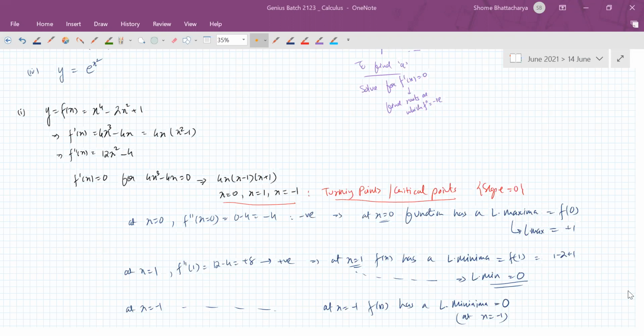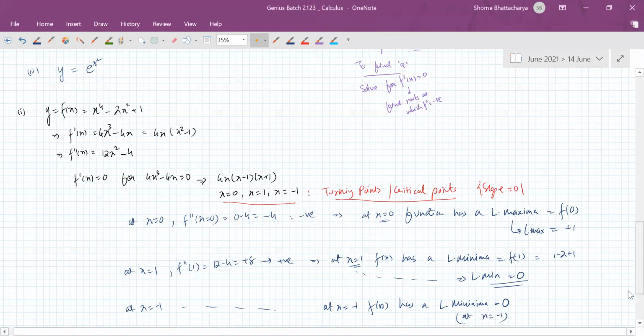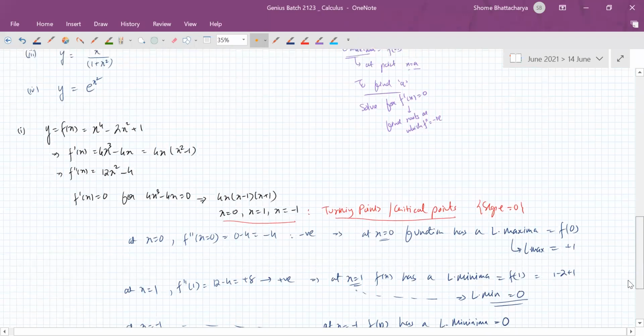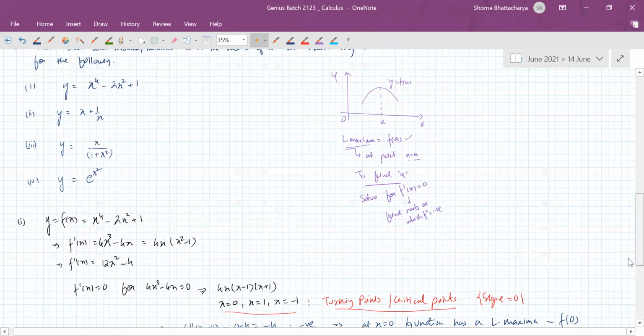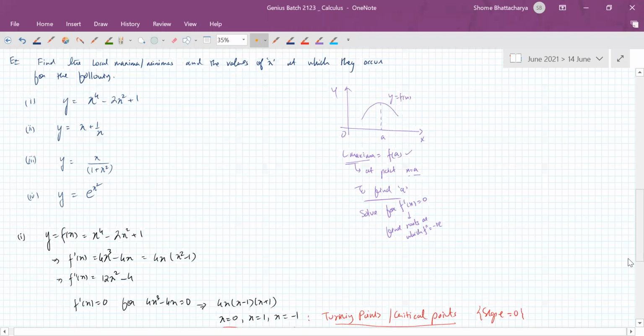Okay, so hope this part is clear to all of you. Going back to the question now, the rest of the parts. I want you to find the local maxima and minima of x plus 1 by x also next.